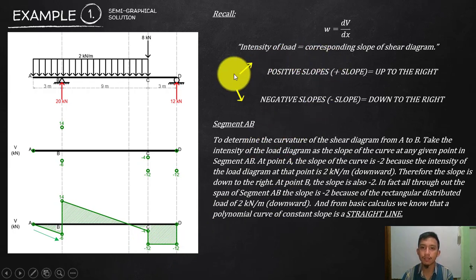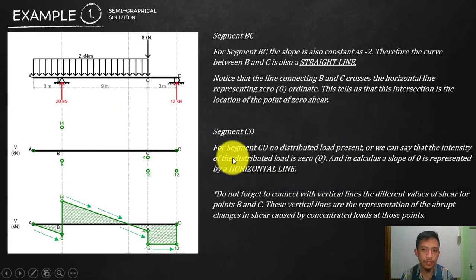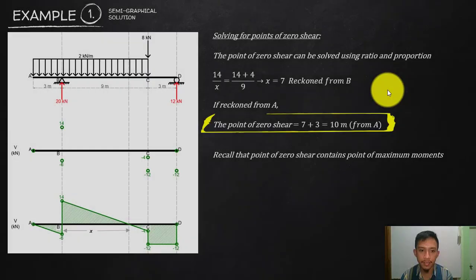Okay, so again, do not forget about that. Positive is going up, negative is going down. Okay, the slope is the intensity of loading. So negative, since the slope is going down, or the values are going down, the loadings are going down. So that's it. Now let's proceed with your moment diagram. Okay, moment diagram.